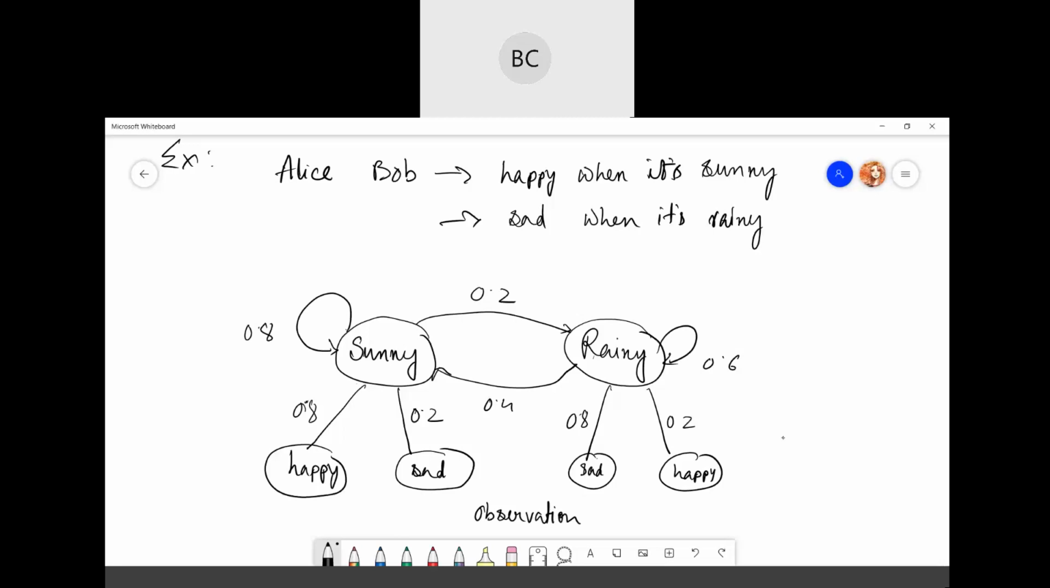Alice's observation is that Bob's mood is either happy or sad when the weather is sunny or rainy. So these are the conditional probabilities of Bob being happy or sad based on the sunny and rainy day. Then these are the hidden states. Hidden why? Because sometimes it's just uncertain about the weather.